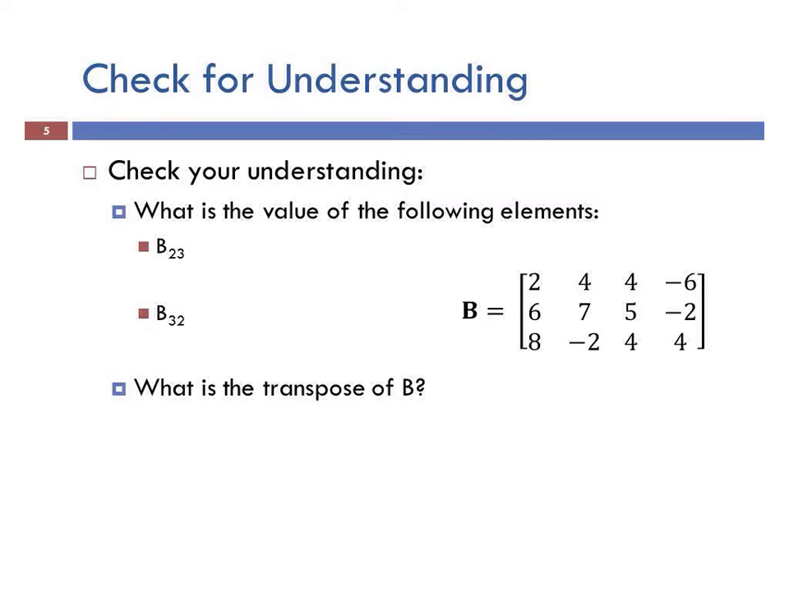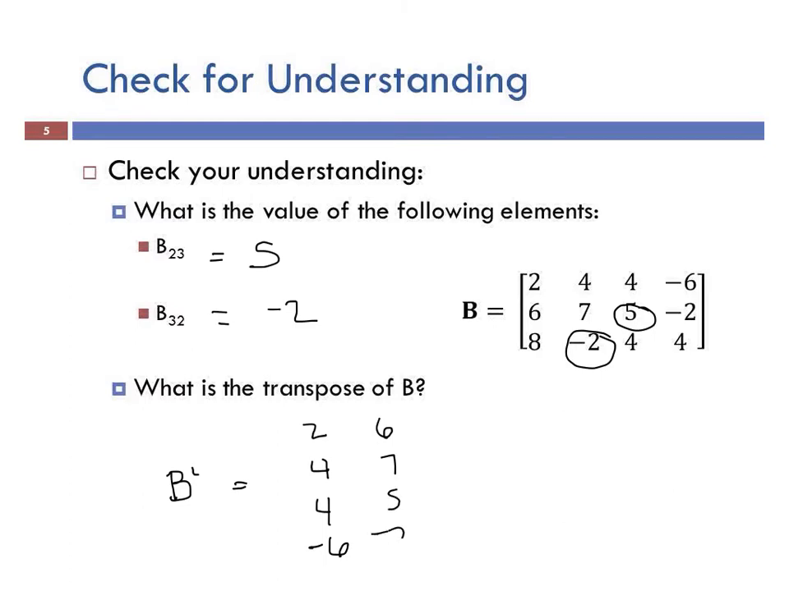Alright, so if I wanted B23, I would start by going to row 2, and then column 3. So row 2, column 3 is going to be 5. B23 equals 5. B32 means I'd go to row 3, column 2, so B32 equals -2. And if I wanted the transpose of the B matrix, which would be B prime, I change this so now the first row becomes the first column. So it would be 2, 4, 4, -6, and then 6, 7, 5, -2, and then 8, -2, 4, 4.